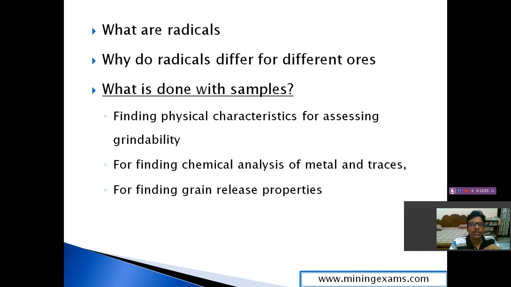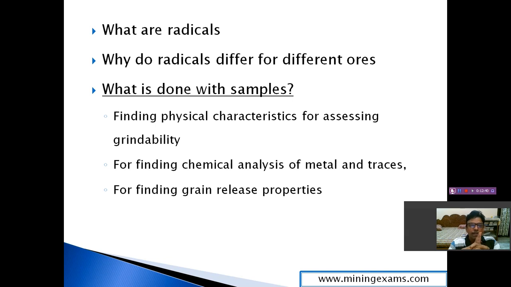Because the silica that is there, let us take Fe2O3, along with it there may be some silica in the form of BHQ or BHJ, maybe in zinc, that is pyrite or other things, you will find some other impurities. Sometimes the impurities are not washable, they will be inside the rock, inside that mineral. If you grind it, then only it will be released. For that purpose, they need to know the grindability. Then, of course, chemical analysis, that everybody knows. Then, finding the grain release property. What is this grain release property?